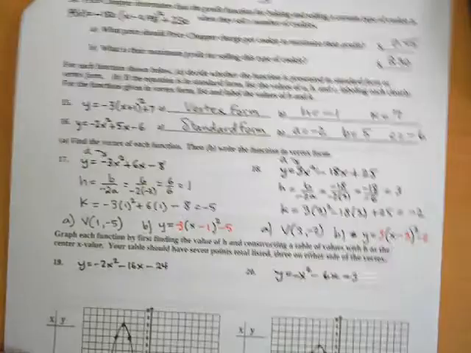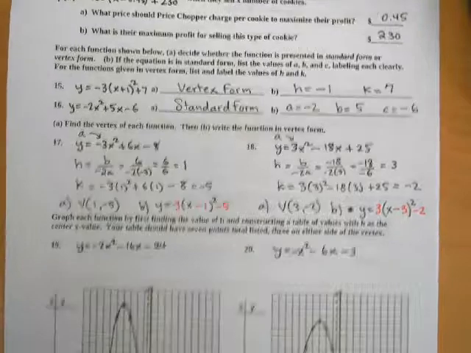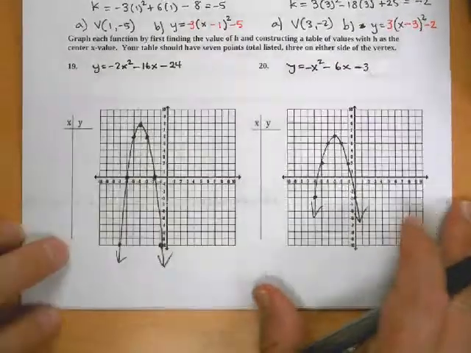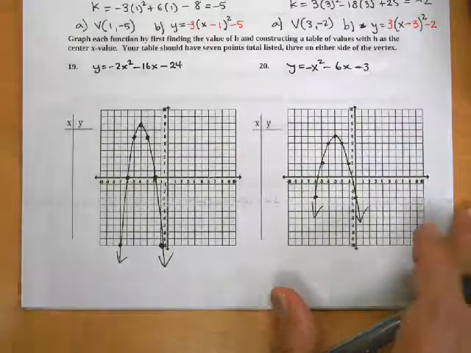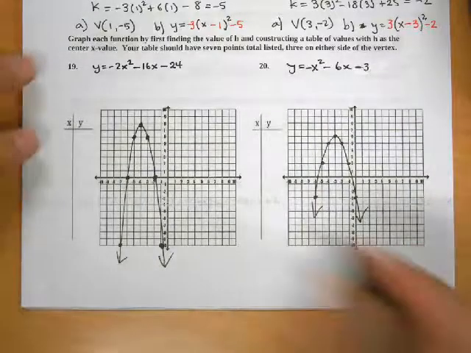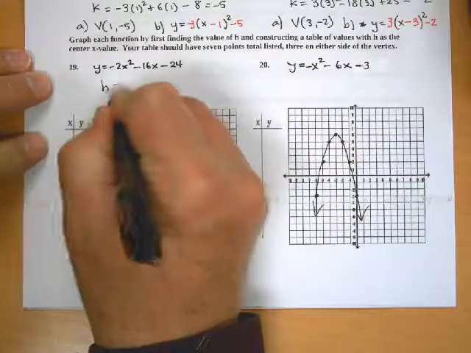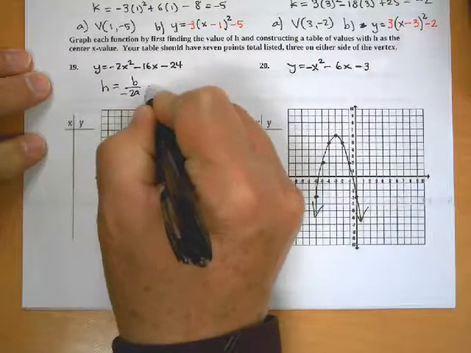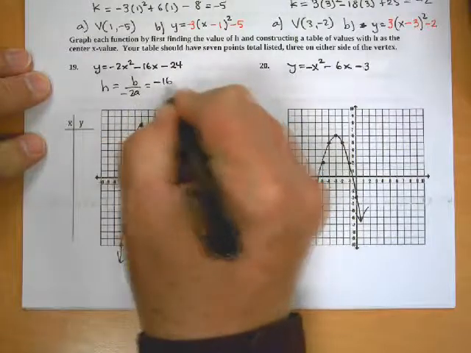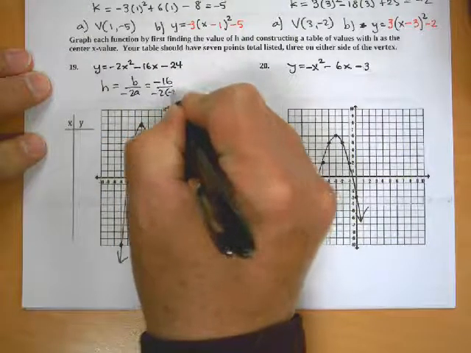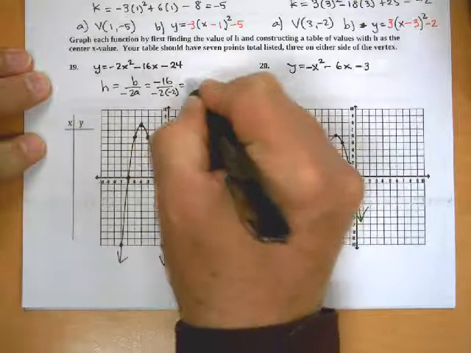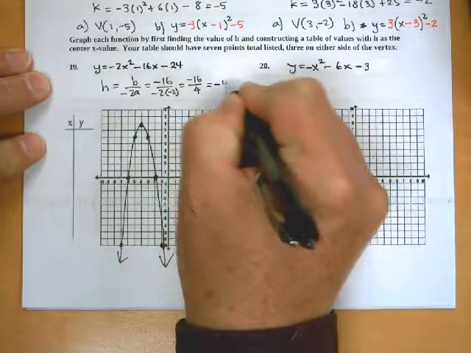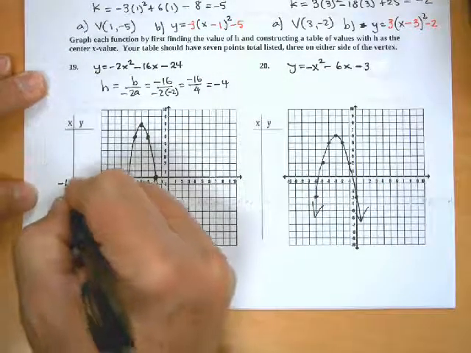All right, we're going to use some of these same skills down here to graph this, and I've actually got the graph already there to save a little bit of time. We're going to find the value of h, and we'll use the same formula we just used. So in this case, we've got negative 16 divided by 4, which is negative 4, and that becomes the center value on your t-chart.